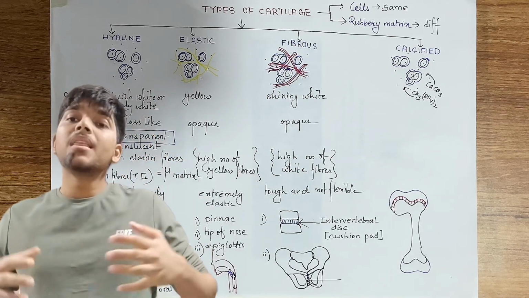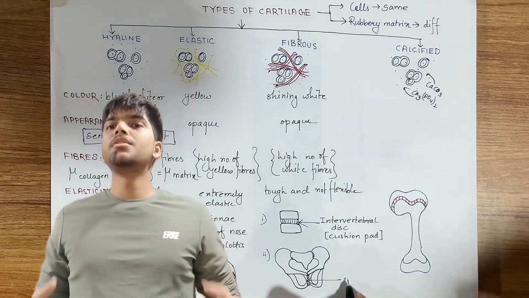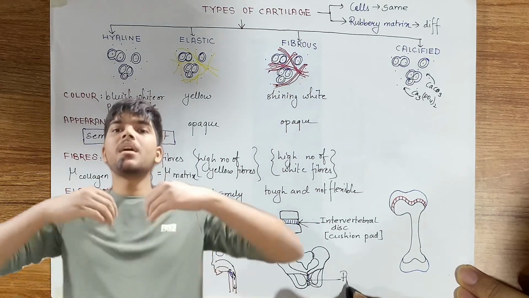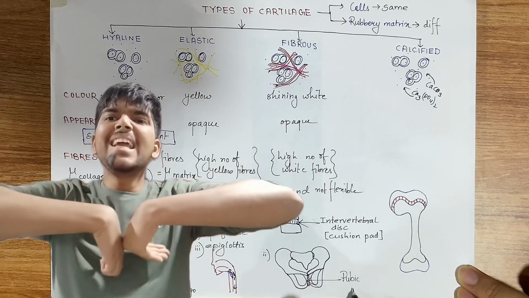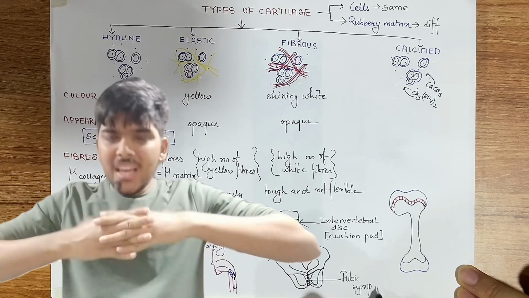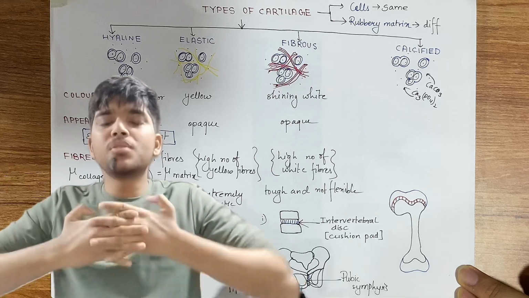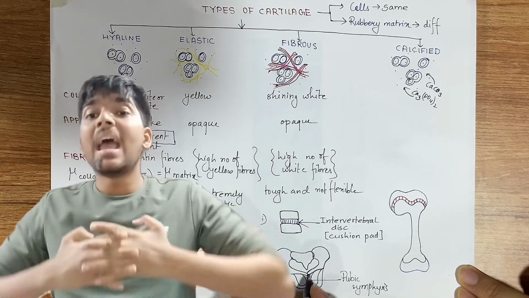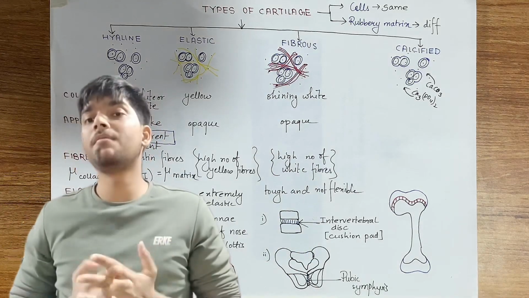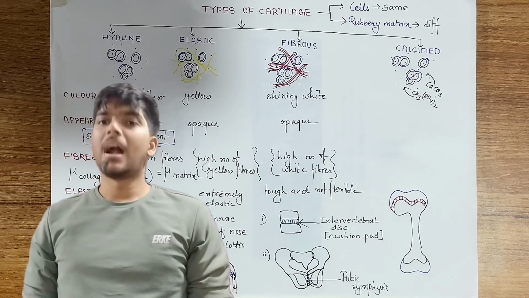Not only that, in the pelvic region, there are your bones called pubis, which are connected to one another, forming an immovable joint. And this joint is known as the pubic symphysis. And at the pubic symphysis, you can find fibrous cartilage.